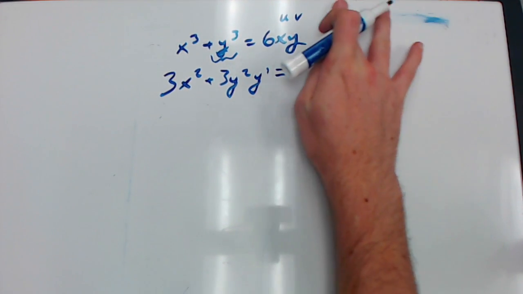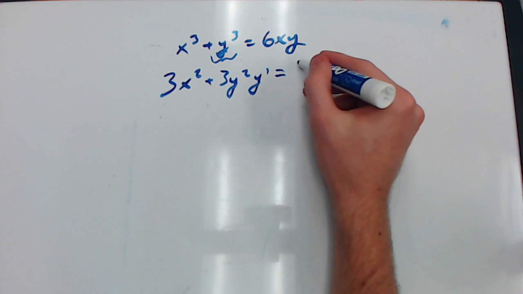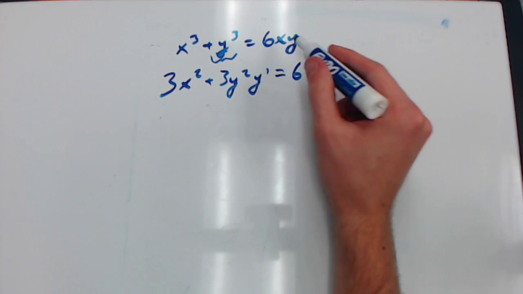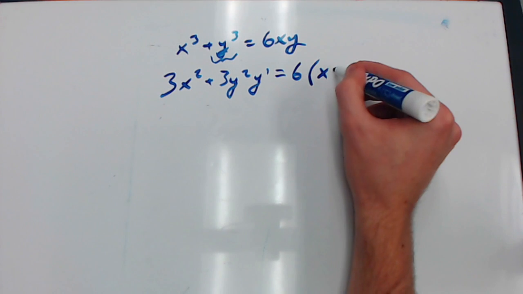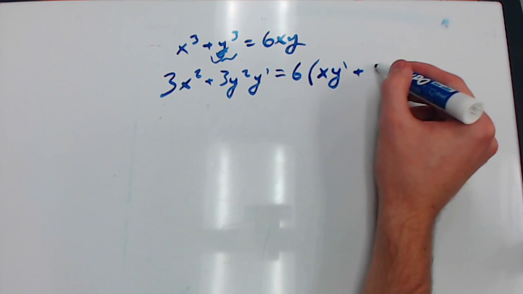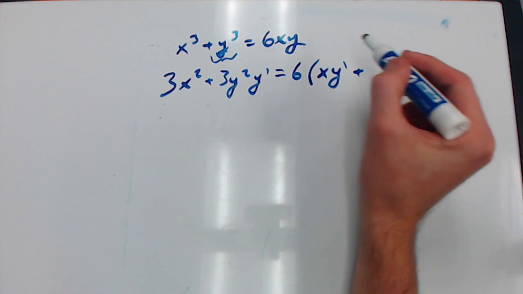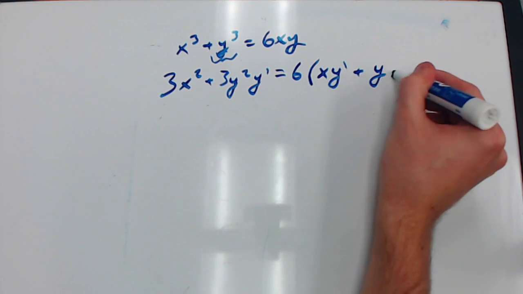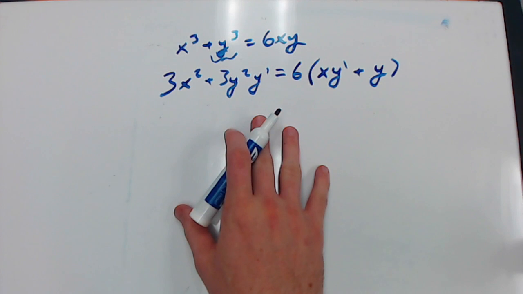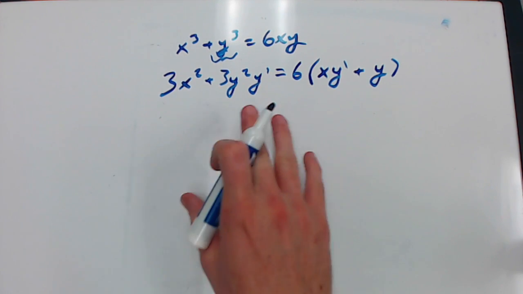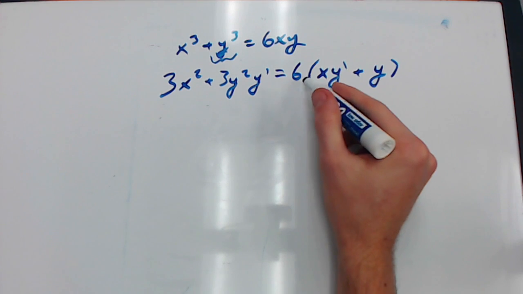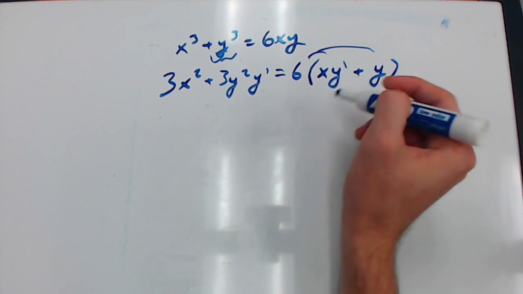So in this case, we'll just go ahead and put 6 on the outside to make it easier on us. We're going to have our UdV, which is x y prime, plus x will turn into 1, and y will stay the same, so plus y. Now our goal is to get all of the terms that have y prime on one side and all of the terms that don't on the other. So we're going to have to distribute out the 6 to make that happen.